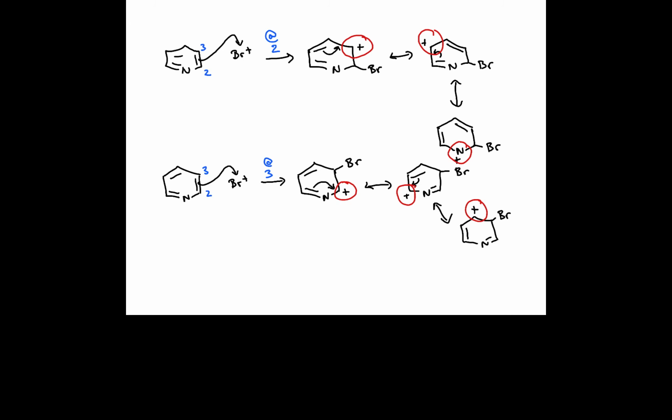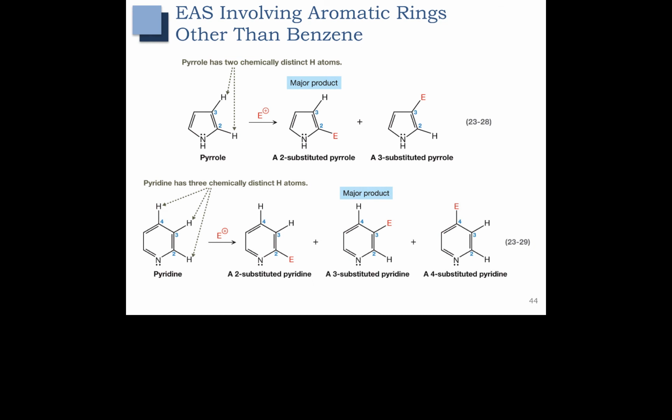Well, you'll notice that all of these positive charges are on carbons, except for in the top example. This example here has a positive charge on a nitrogen, and a positive charge on a nitrogen is worse than a positive charge on a carbon. Remember that we like to have positive charges on more electropositive atoms. And this is going to be why we do not see a preference for position 2. Instead, we'll see our preference for addition at position 3.